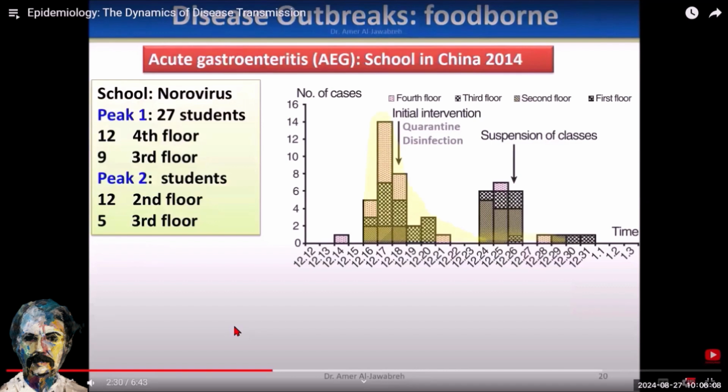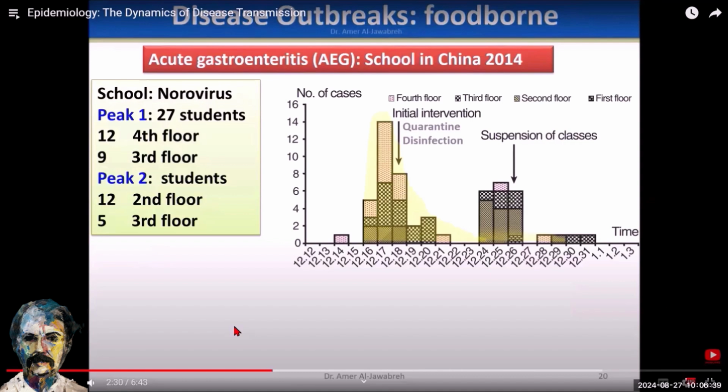Okay, we have an example here on foodborne outbreaks. In the book, there are 2 examples. One example is a school in China in 2014, with acute gastroenteritis. The same disease happened in the second example, also in the book, on a cruise ship, a big ship going from Spain to the USA. They also had the same problem. I used to talk about the ship, but this time I will talk about the school in China.